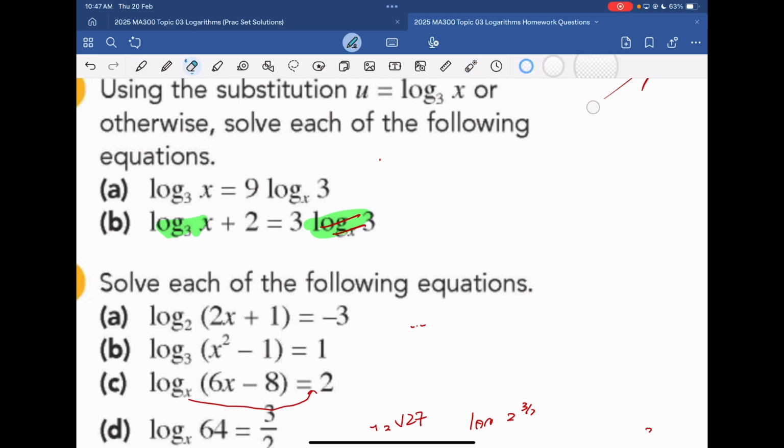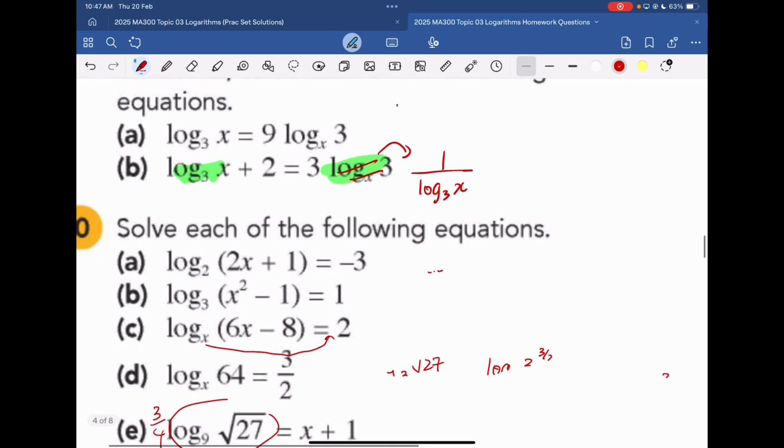Now, do you remember that if you apply the change of base formula, this is 1 over log base 3 of x. Right or not? Right or not? Really? Yes. Why you don't know? Watch too much basketball.